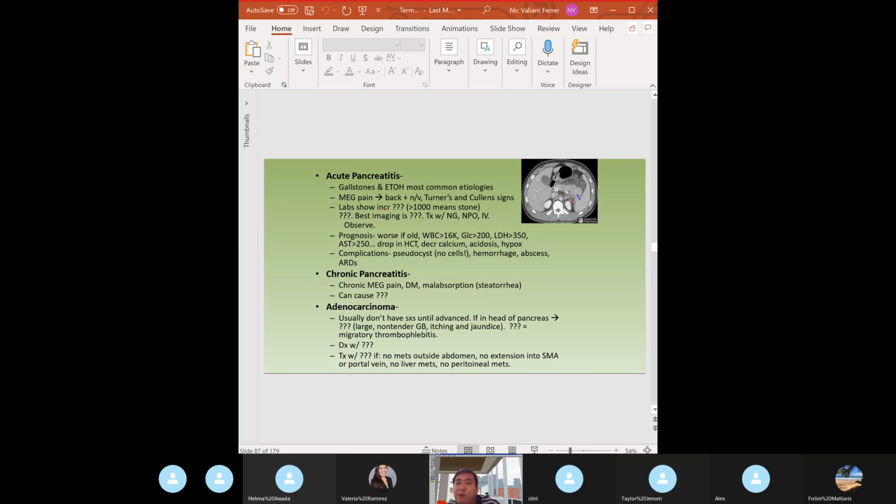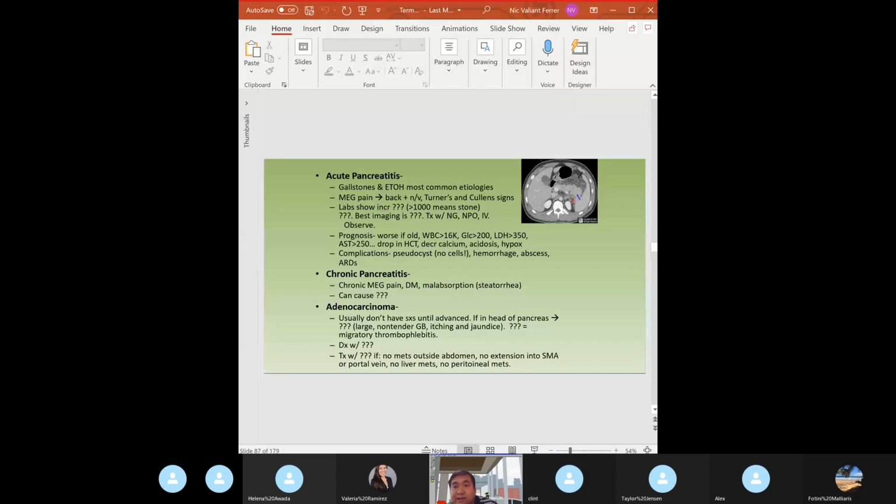So labs show what? If the patient has acute pancreatitis, what will the lab show? Increase in what? Amylase. If it's more than 1,000, it means that there's a stone. And lipase. What's the best imaging technique for acute pancreatitis? Best imaging. Ultrasound. CT scan. CT scan is the best imaging technique.